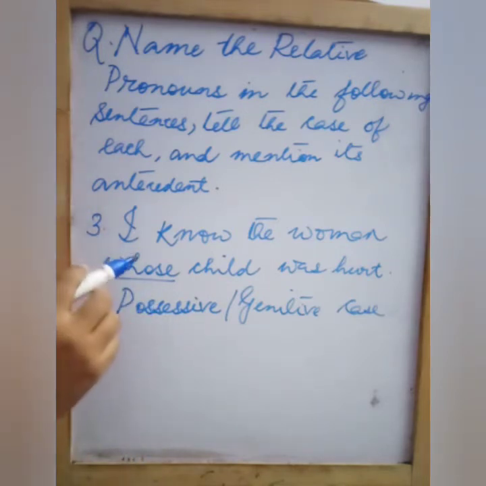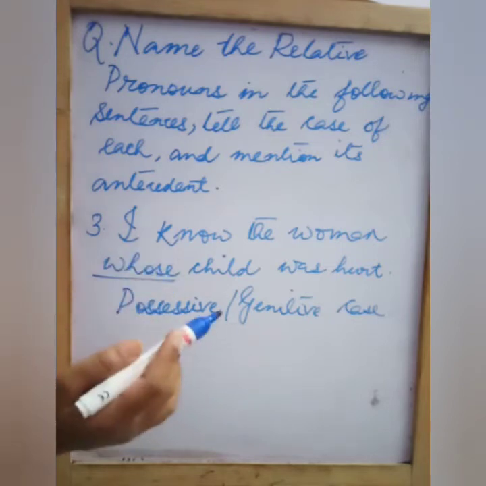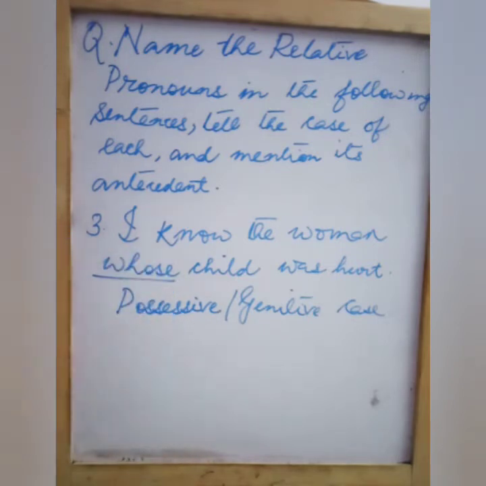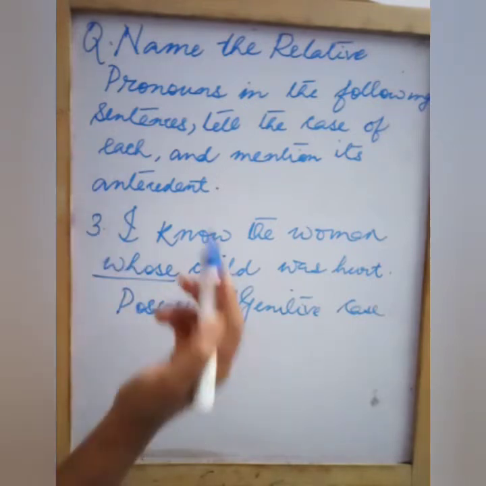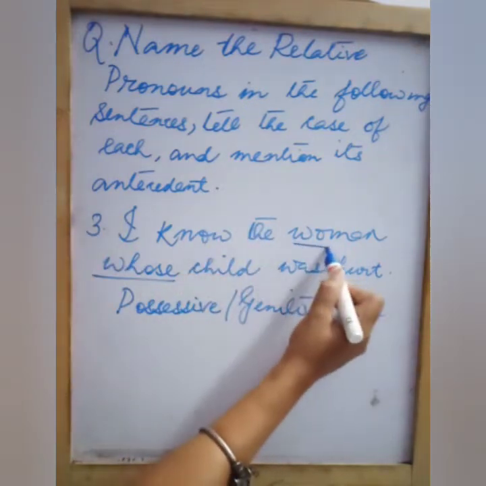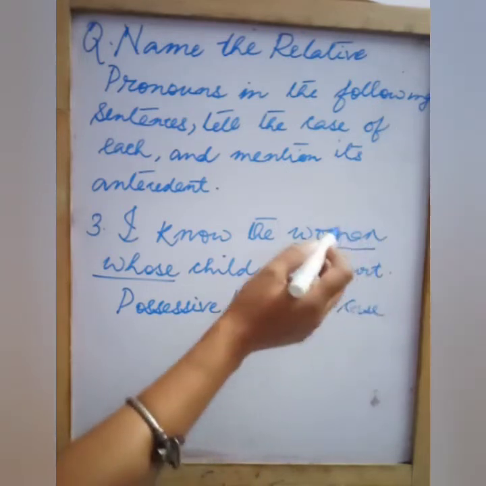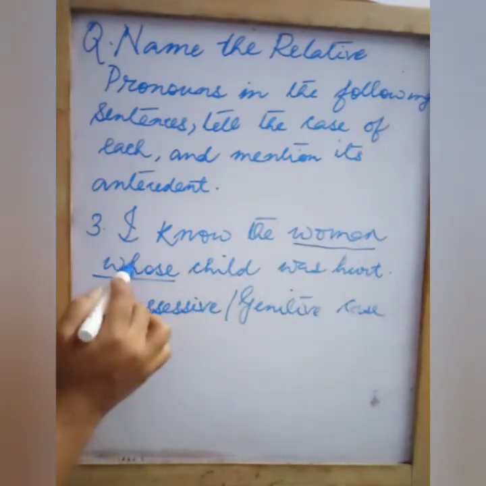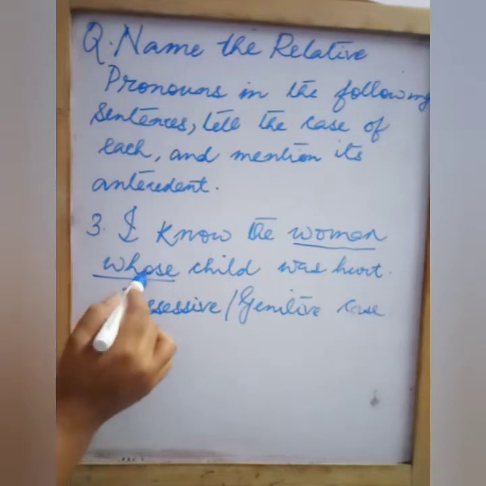Now we have to determine the relative pronoun and the antecedent noun. Fine. Now see, I know the woman whose child was hurt. Here the noun is which one? It is very obvious. Woman is the noun. And which pronoun is talking about this noun? Whose. Isn't it? Whose is talking about the noun.